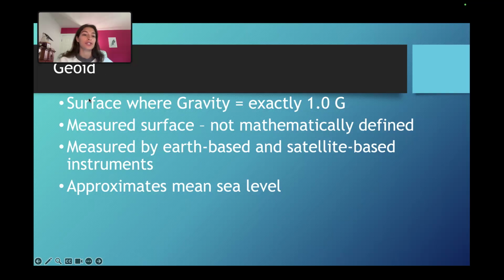So for our geoid here, a surface where gravity is equal to exactly one gravitational unit, that's what we refer to as a geoid. It's a measured surface, it's not mathematically defined, and it's measured by Earth-based and satellite-based instruments. It also helps us to approximate mean sea level.